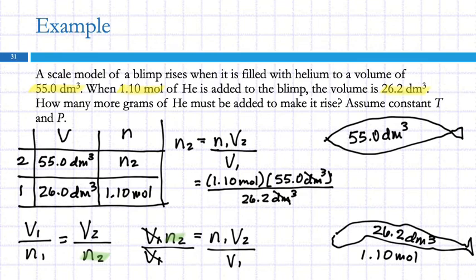So 1.1 times 55 divided by 26.2. This is 2.30916, and it just keeps going. Moles of helium. That should have 3 significant figures.